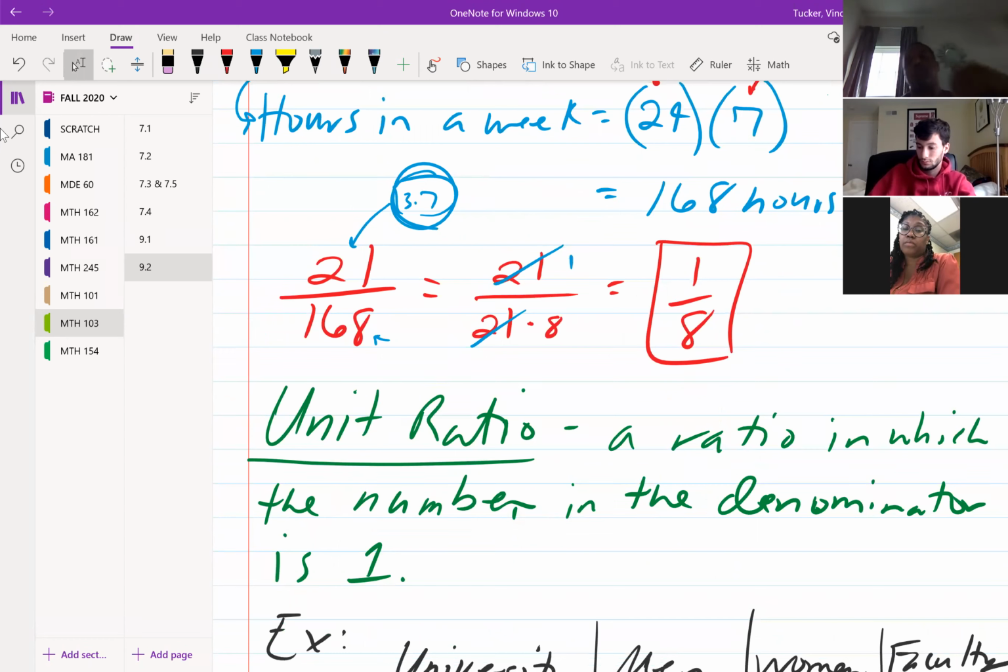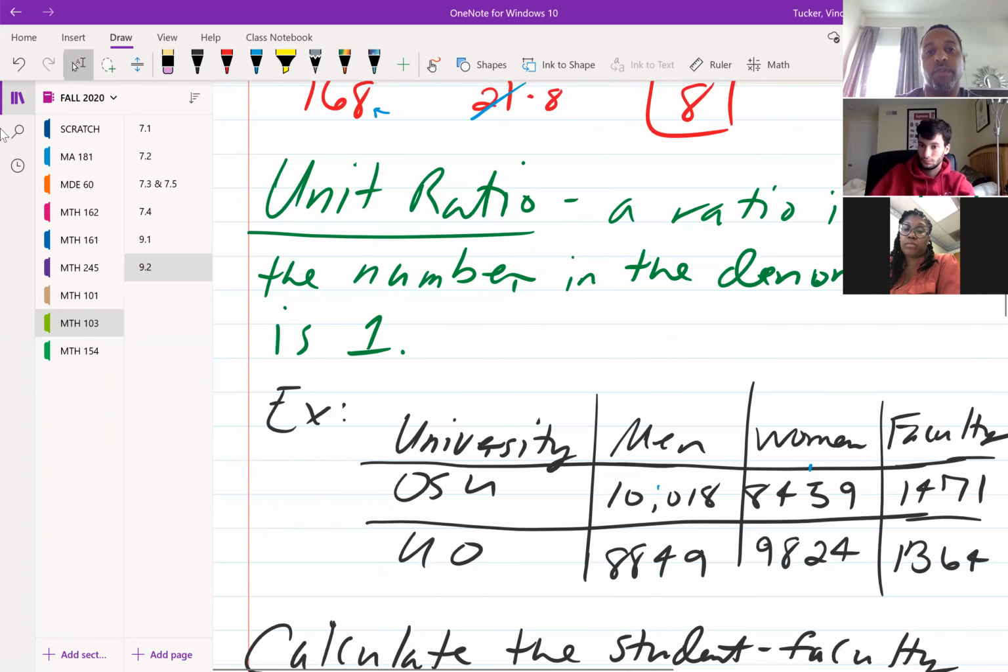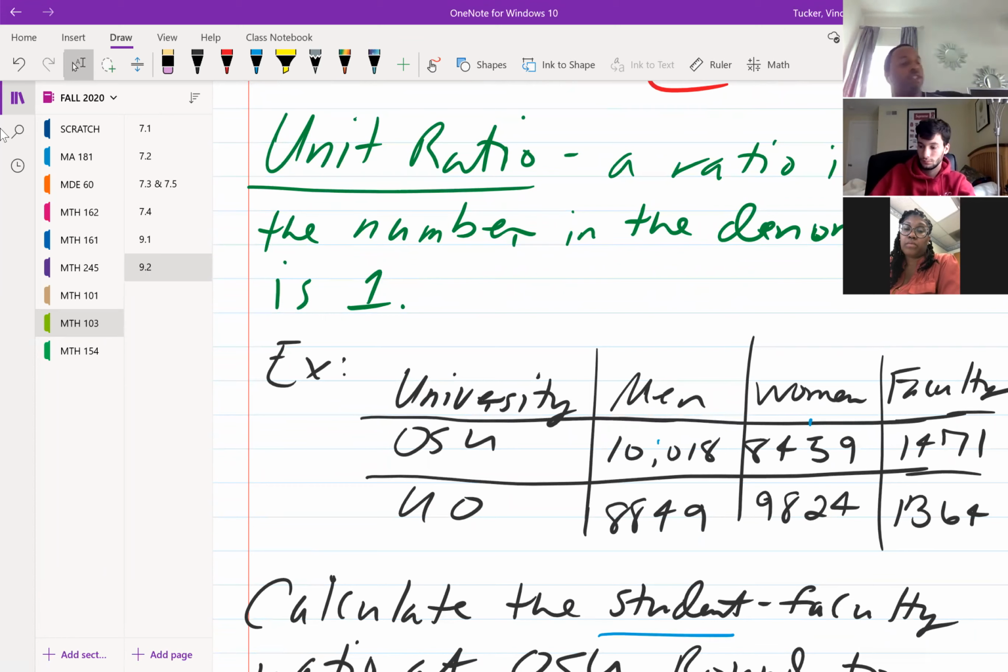All right. So the unit ratio is very similar to your unit rate. It's a ratio in which the number in the denominator is 1. Unit rate was when you have a rate and the denominator is 1. Unit ratios are when your denominator is 1 in your ratio.